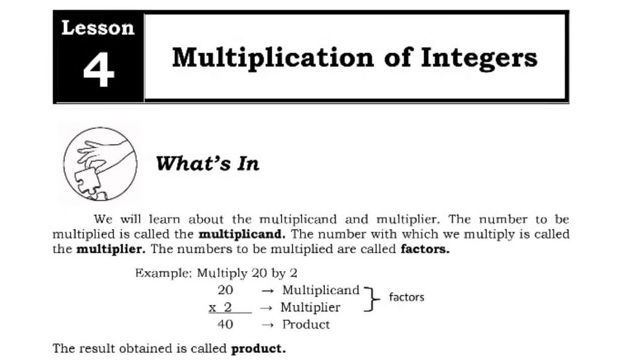Lesson 4 is multiplication of integers. What's in? We will learn about the multiplicand and multiplier. So the number to be multiplied is called the multiplicand. The number with which we multiply is called the multiplier. So the numbers to be multiplied are called factors. For example, multiply 20 by 2. So 20 is the multiplicand, 2 is the multiplier, and the result 40 is the product. Then 20 and 2 here are called factors.